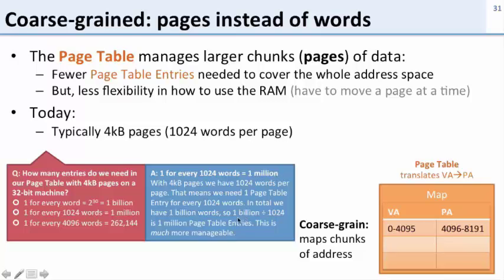So this is great. Instead of needing 1 billion entries like we did before, we just need 1 million. This is enormously more manageable. So before our page table was a gigabyte in size, now it's going to be about 4 megabytes in size, which is much more reasonable.